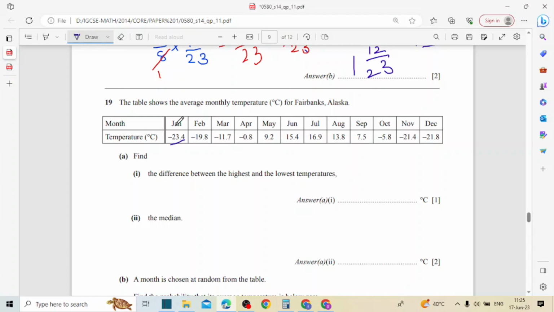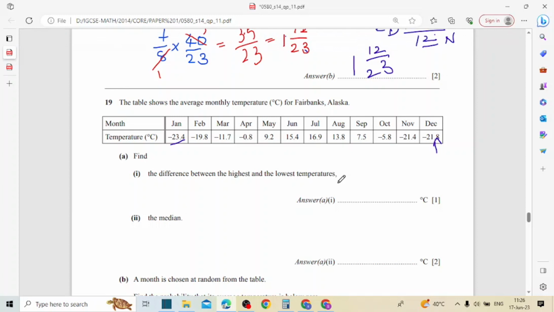This is the coldest month, and the second coldest month is this, right? And third coldest month is November, then goes February, then comes March, then October. It goes like this. So what is the hottest month over here? July is the hottest month, which got a positive temperature. In the sense, it is very hot. So here, find the difference between the highest and the lowest temperatures.